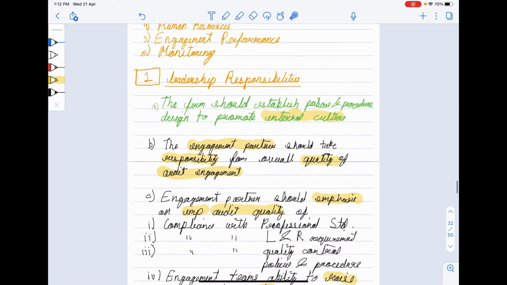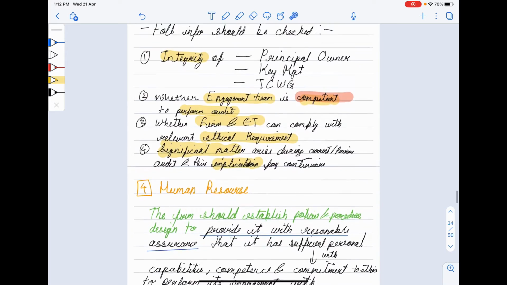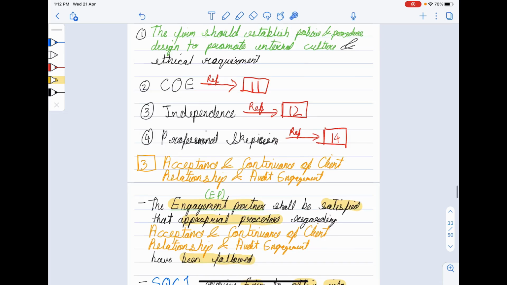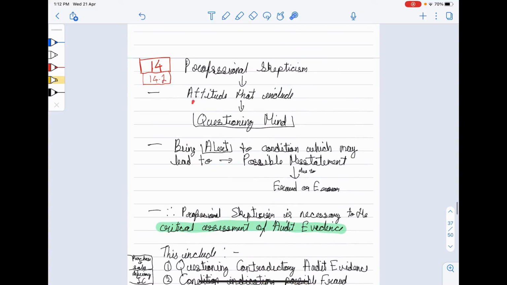Okay, and last, first we say code of ethics, then independence, third is professional skepticism, which we will learn below. Here we need to write that professional skepticism is an attitude that includes a questioning mind. Okay, let me highlight the words questioning mind.